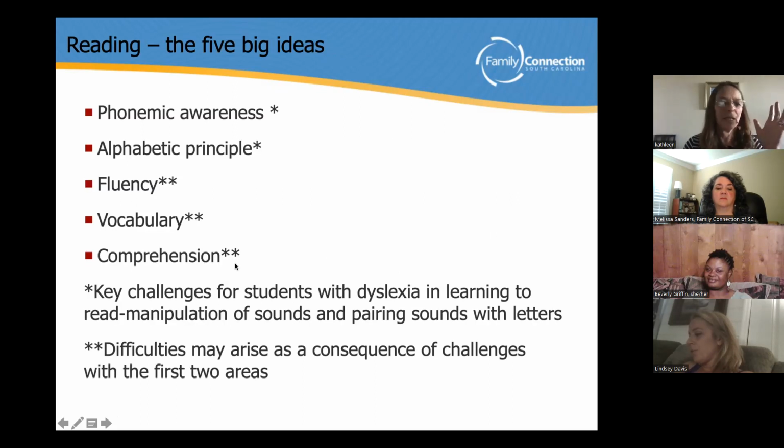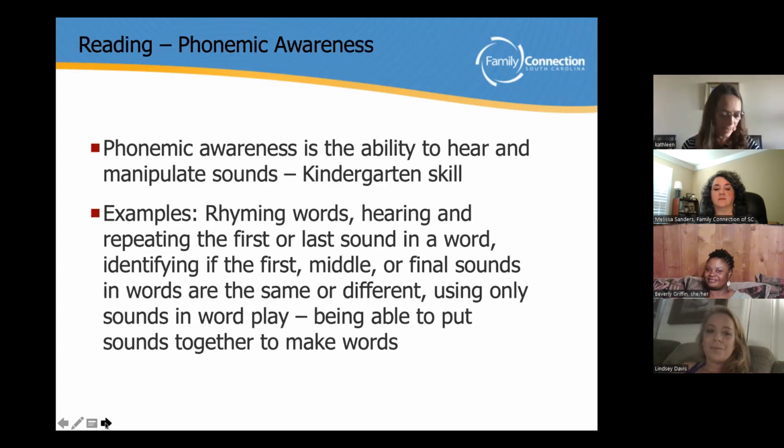So let's look at each of these in a little bit more detail, and I'll try not to take too long at them, but I think it's interesting for you to understand that. All right, first, phonemic awareness, the ability to hear and manipulate sounds. This is a kindergarten skill. Examples are rhyming words, hearing and repeating the first or last sound in a word, identifying if the first, middle, or final sounds in words are the same or different, using only sounds in wordplay.